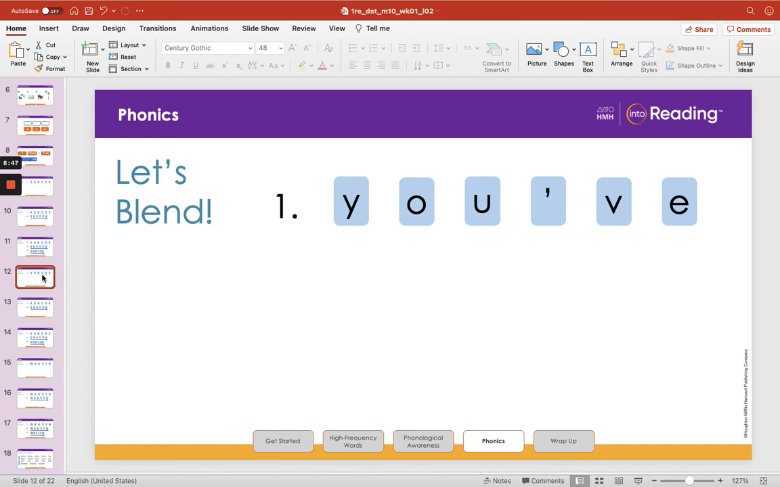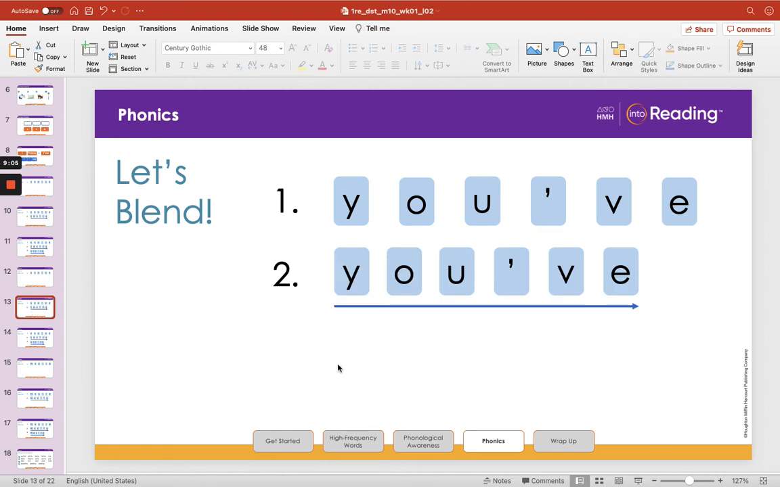Okay, so let's do another one. We're going to blend the letters in line 1 to read a word. So say the letters and the sounds with me. Y, yeah. O and U stand for the oo sound. V, E is silent. So we can slowly blend the sounds to say the word. You've.